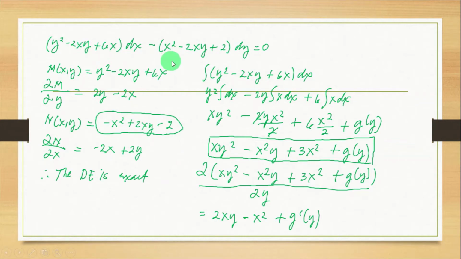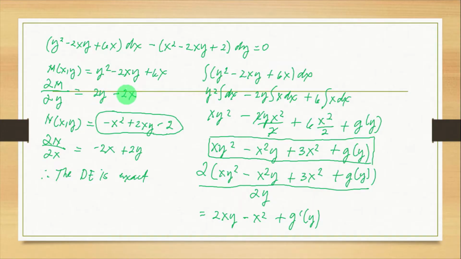So we have the differential equation, (y squared minus 2xy plus 6x) dx minus the quantity (x squared minus 2xy plus 2) dy is equal to 0. So the first step is you need to test whether the differential equation is exact or not. So we identify first your M of x and y, and this is y squared minus 2xy plus 6x. And then you need to get the partial derivative of M with respect to y. So here, the partial derivative of y squared with respect to y is 2y.